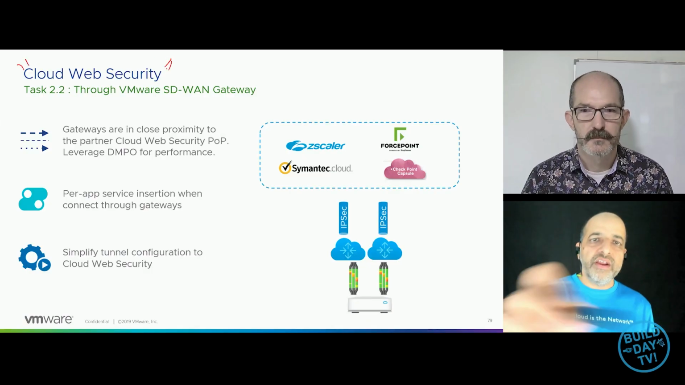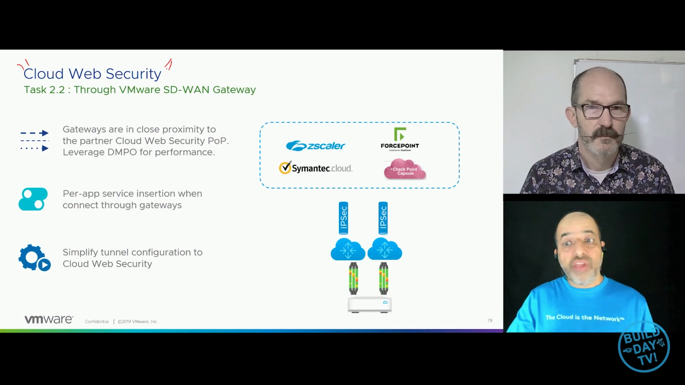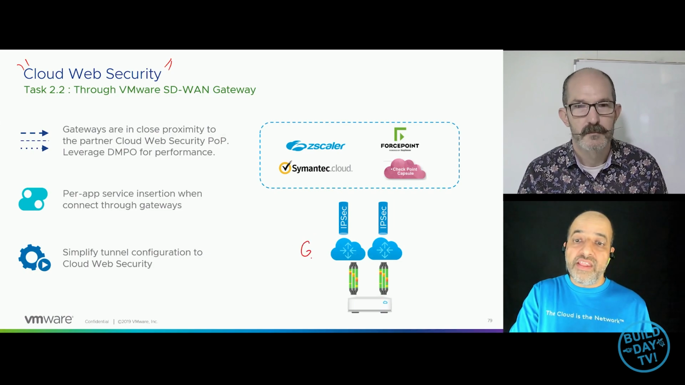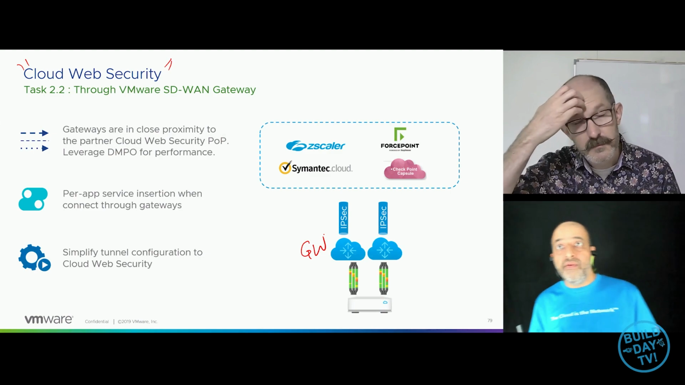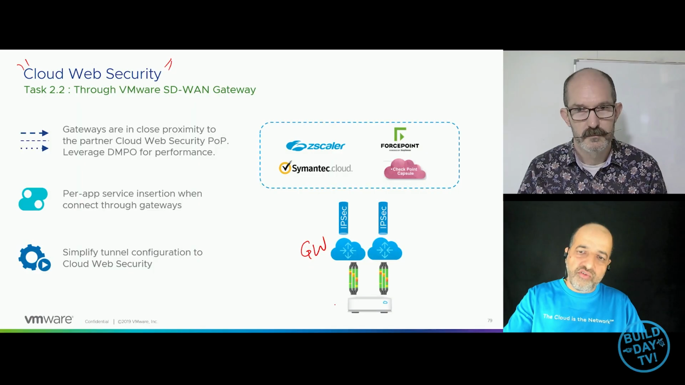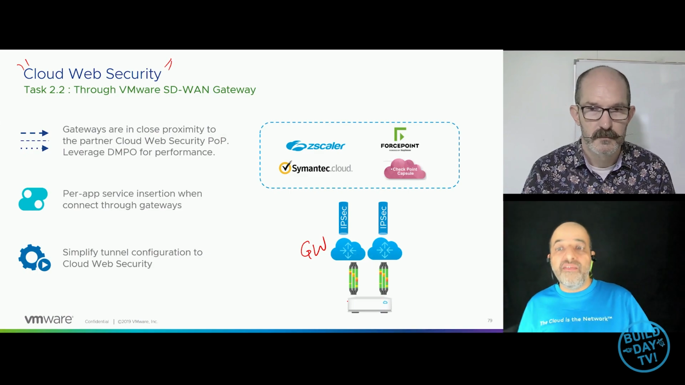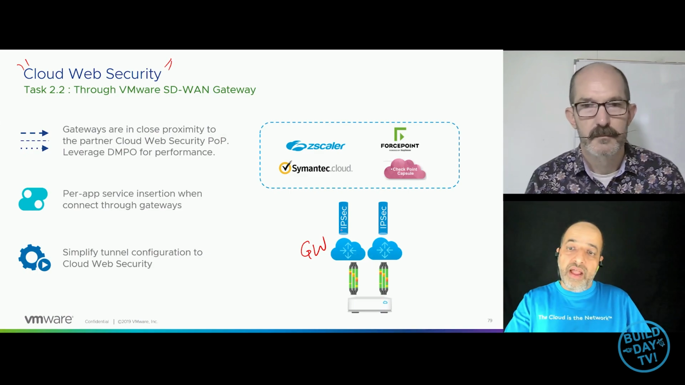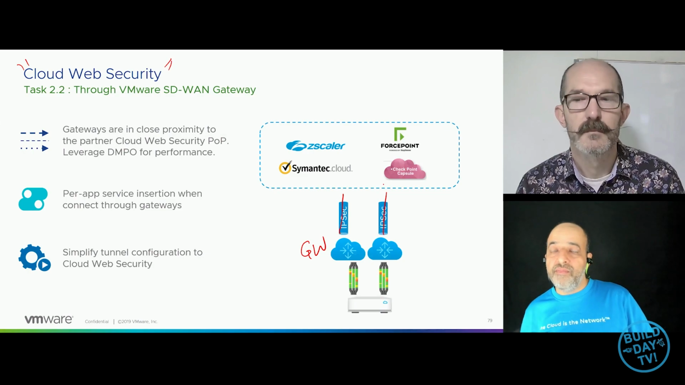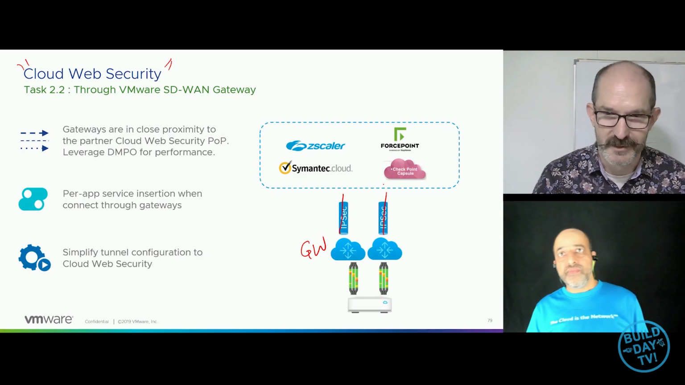Now let's go to the second option. Again, we are using the cloud web security, but now we are building those IPsec tunnels from the VMware SD-WAN gateways. Remember, the benefit here is the consolidation of the egress point. If I have 100 branch sites, I don't have to configure those 100 IPsec tunnels. I can just create a single IPsec tunnel from the VMware SD-WAN gateway, or from each of the gateways.